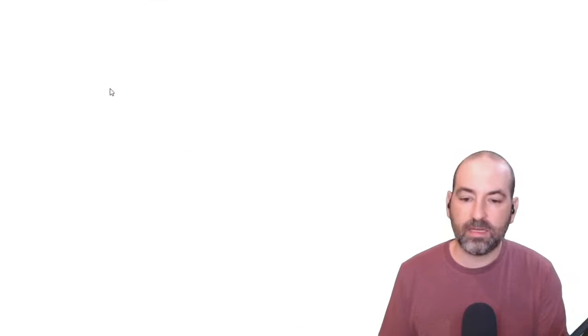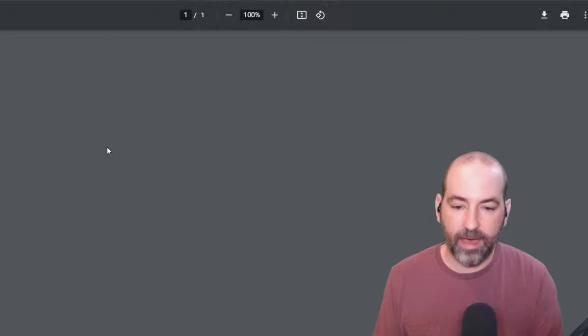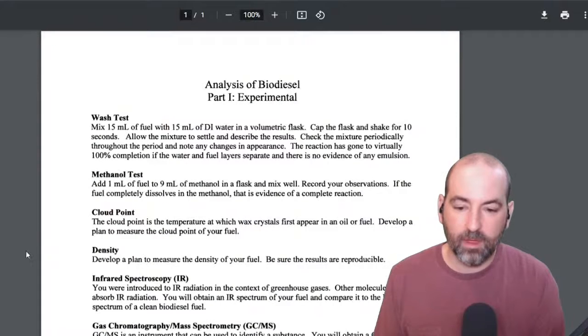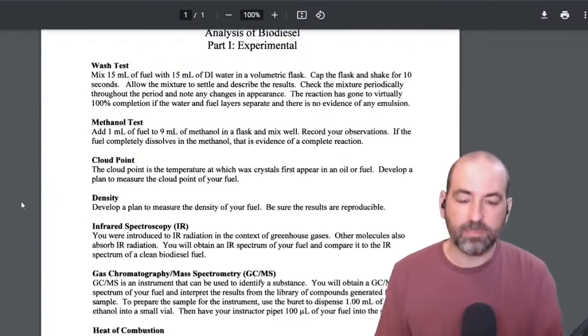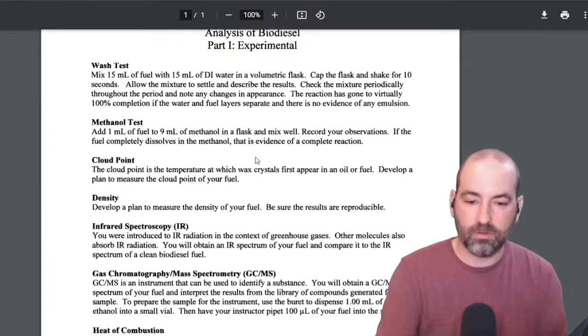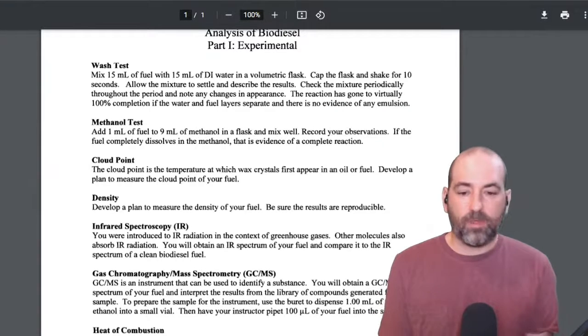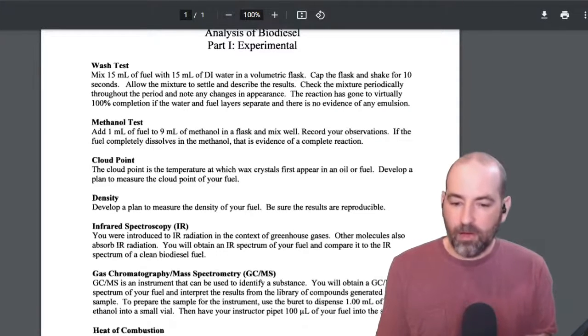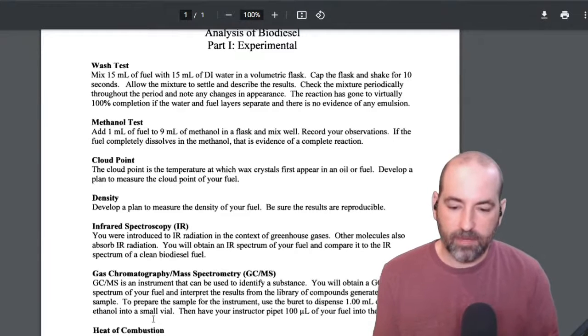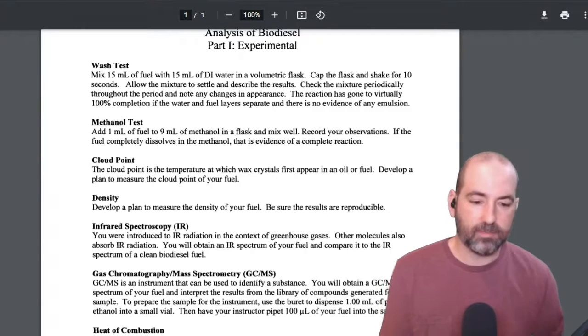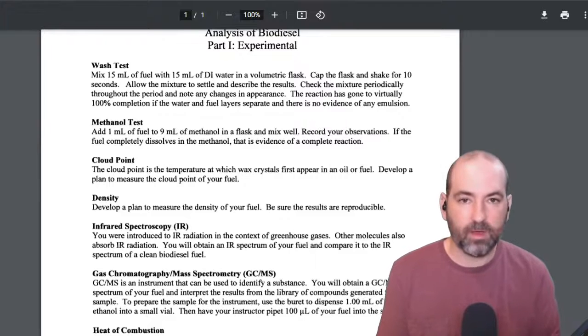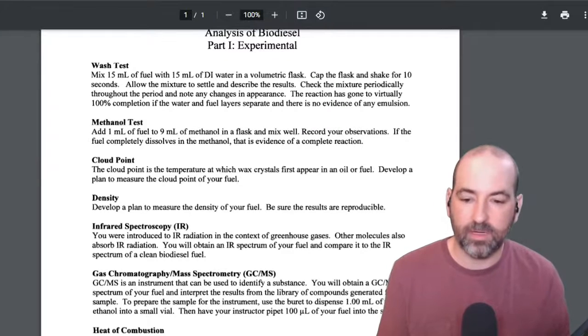So this is what we're doing in class, in lab. There are several tests that we're going to be doing to your biodiesel. I'm going to go through and describe each one and what we're looking for and what they are about. And then we're going to focus most of our time on this last one, the heat of combustion, which is going to be what we spend most of the time on Wednesday.